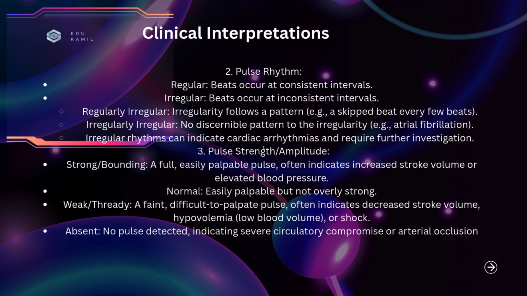3. Pulse strength, amplitude. Strong, bounding. A full, easily palpable pulse often indicates increased stroke volume or elevated blood pressure. Normal, easily palpable but not overly strong. Weak, thready. A faint, difficult to palpate pulse often indicates decreased stroke volume, hypovolemia, low blood volume, or shock. Absent, no pulse detected, indicating severe circulatory compromise or arterial occlusion.